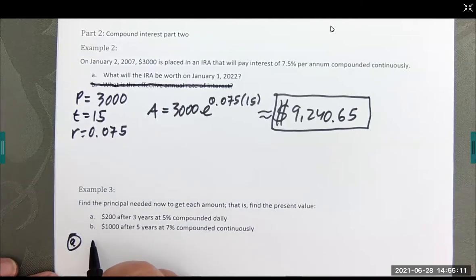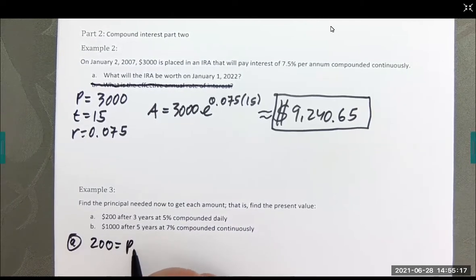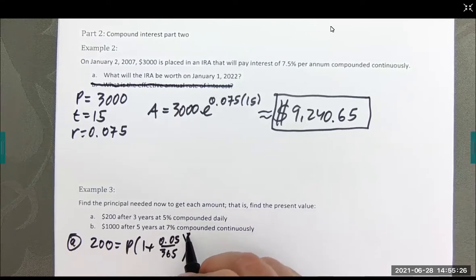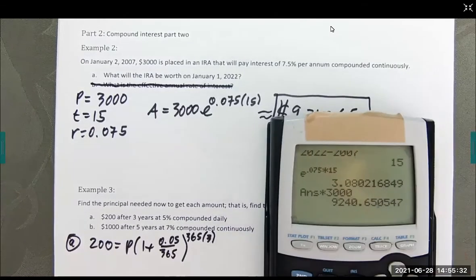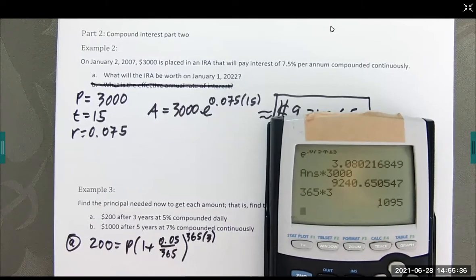So this is 200 equal to P, which is what we're looking for, times (1 plus 0.05 divided by 365) raised to 365 times the number of years, 3 years. I'm going to get that number real quick. 365 times 3 is 1,095. I'll come back to that.